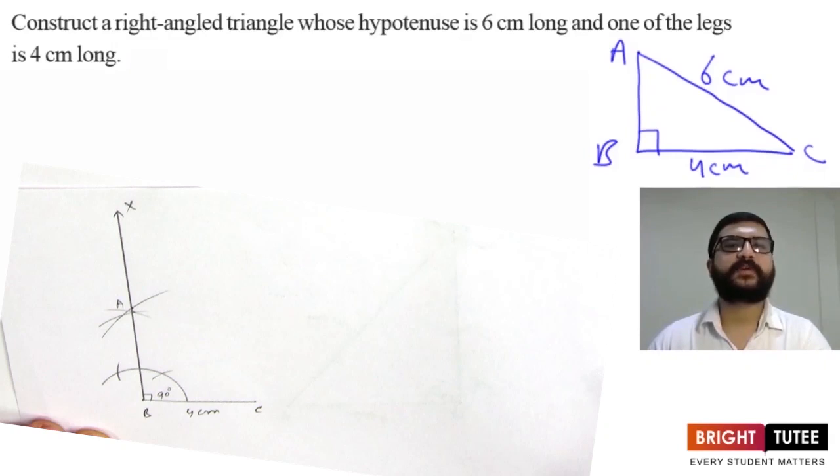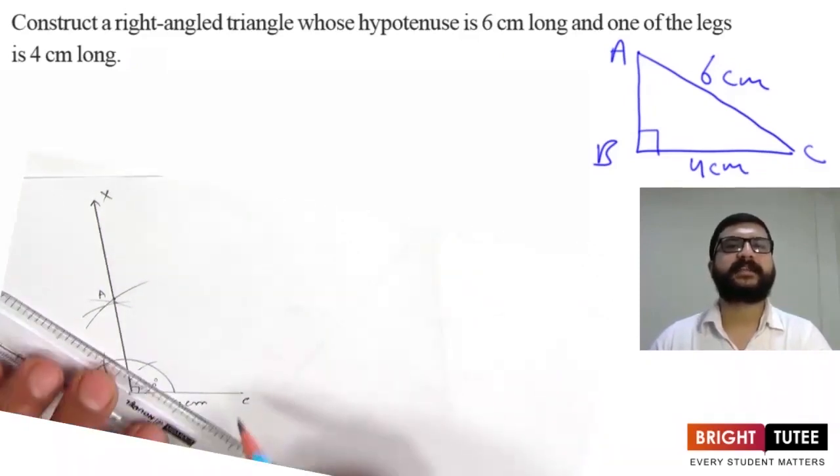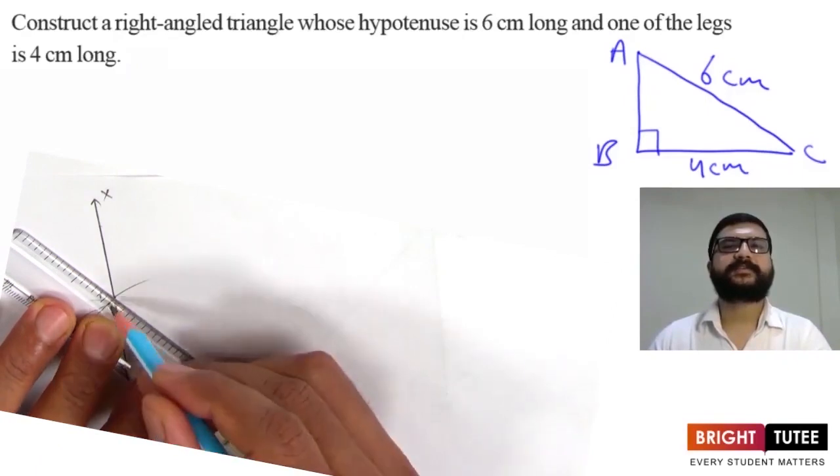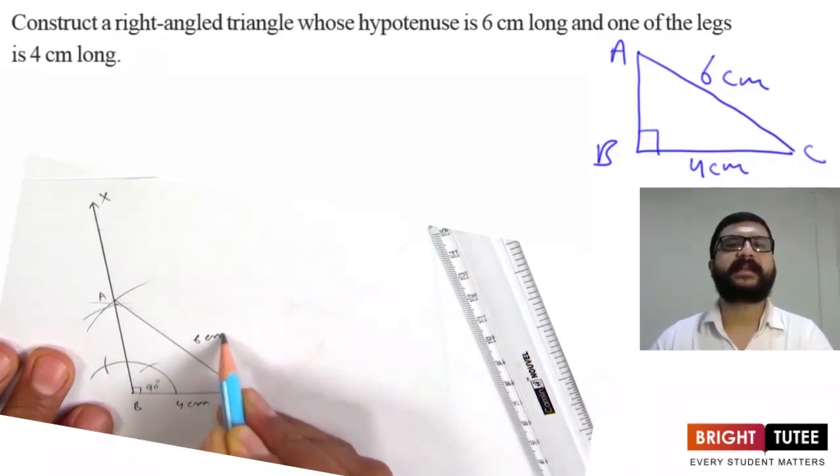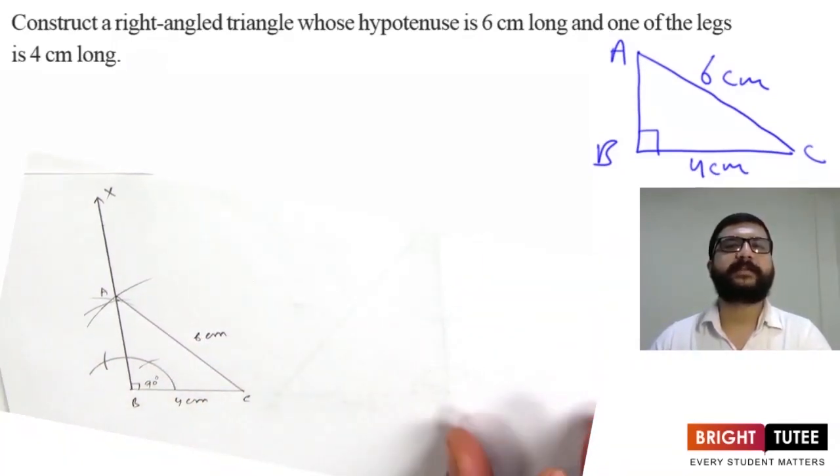So now we got the vertex A also. Now we are left with only one step, that is join AC. This is the last step of construction, that is join AC. So now we are ready with the triangle ABC, which is right angled at B and hypotenuse is 6 centimeters, that is this length is 6 centimeters and one of the legs is 4 centimeters. So we are done with the construction now.